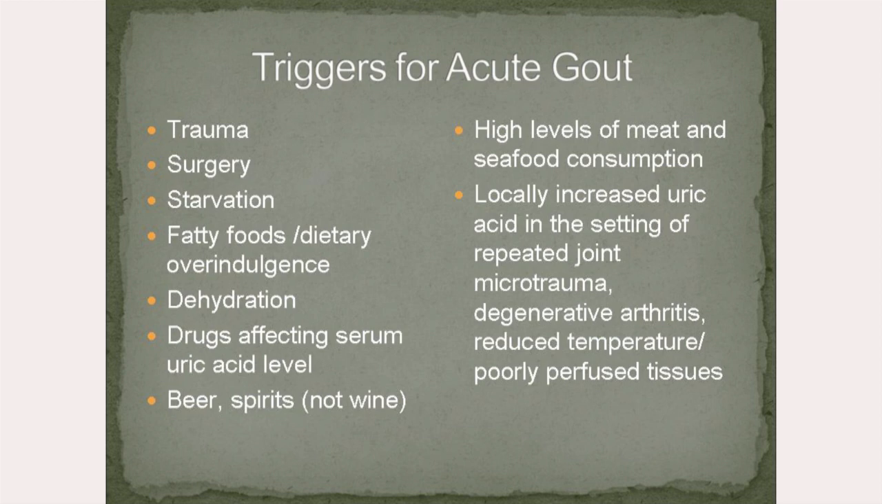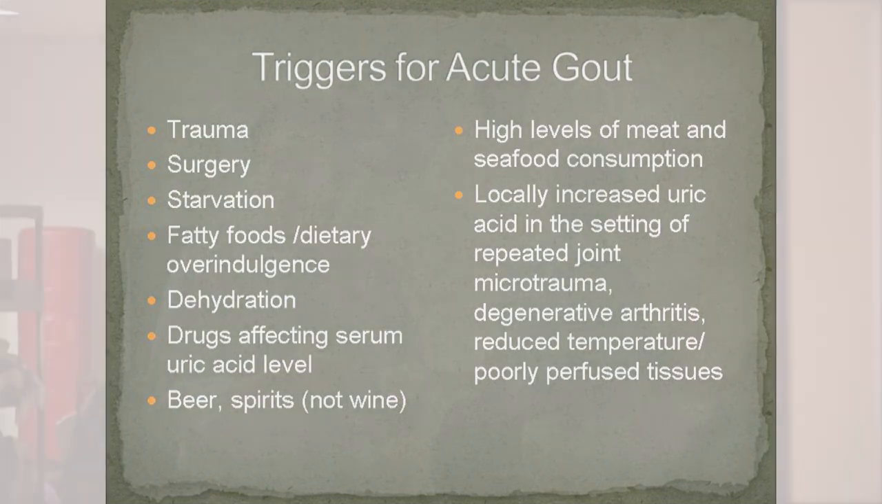Recent surgery, starvation, and that's probably because if you're starving, your body's having to digest itself to get energy to you, and that's breaking down cells and causing elevation in uric acid. Fatty foods, dietary overindulgence, dehydration. Probably if you're dehydrated, the concentration of uric acid will rise if you have less free water in your body.